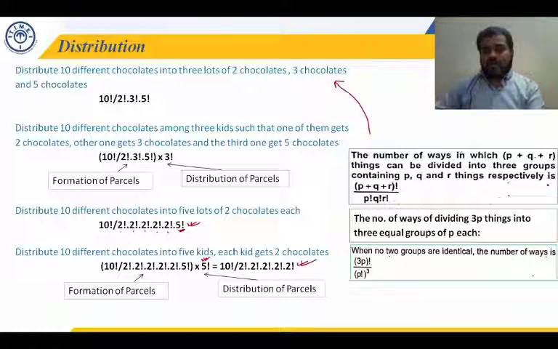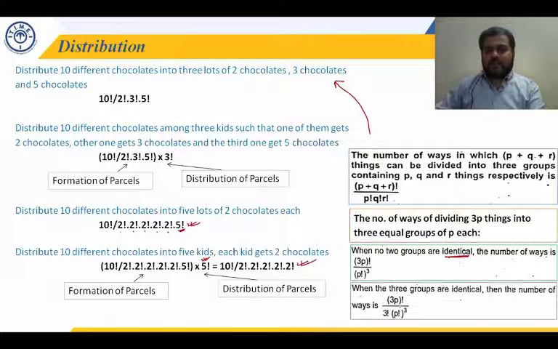So when none of the 2 groups are identical, so out of 3 groups, no 2 groups are identical, that means all the groups have distinct identities, then the number of ways is 3P factorial divided by P factorial into P factorial into P factorial, which is P factorial Q.